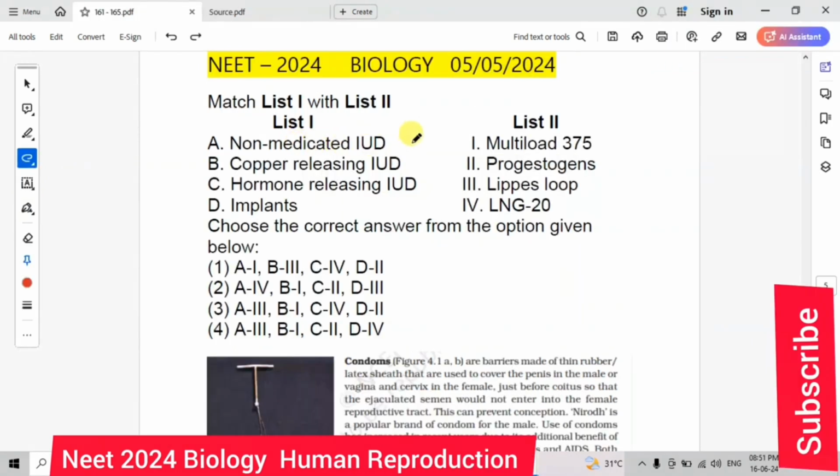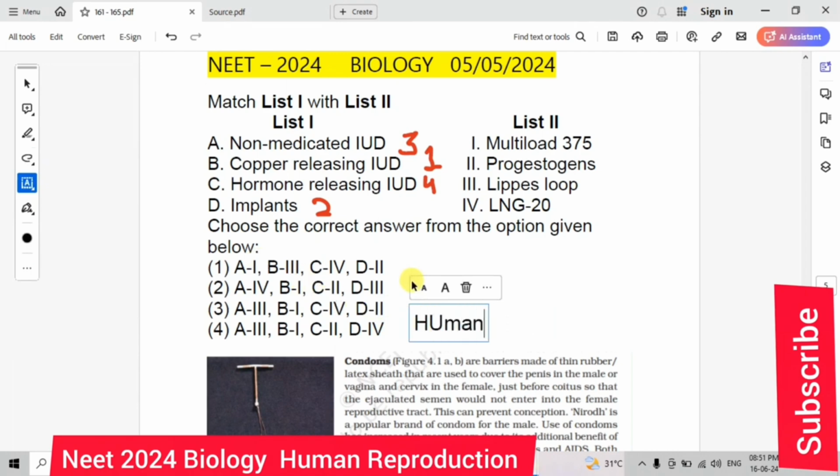1. Non-medicated IUDs, and it is 3, Lippes loop. And next, copper releasing IUDs, and it is 1, Multiload 375. Next, hormone releasing IUDs, it is 4, LNG-20. Next, implants, last one, it is 2, progestins and estrogens. So 3142 is the answer, and it is option 3. It is from the chapter known as human reproduction.